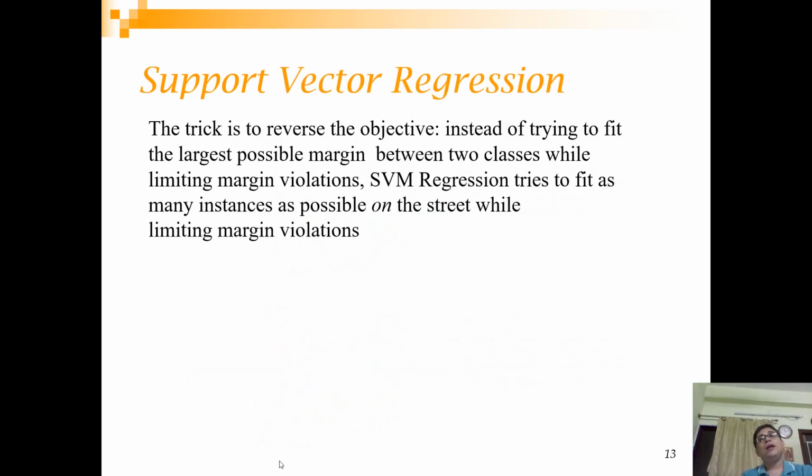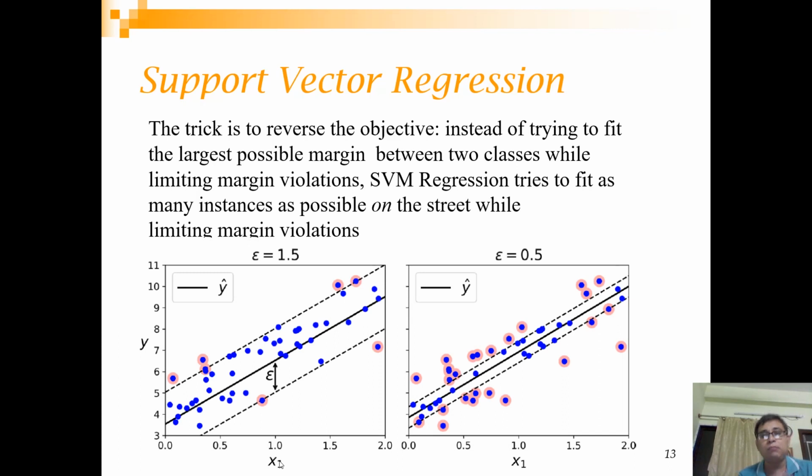Now let's look at support vector regression. Here we change the objective function. Instead of trying to fit the largest possible margin, we try to fit all the observations within the margin, with minimum variation. You remember in linear regression also we wanted minimum deviation. So here also there is a maximum deviation we allow, and we try to fit a line such that most of the points are within that margin.